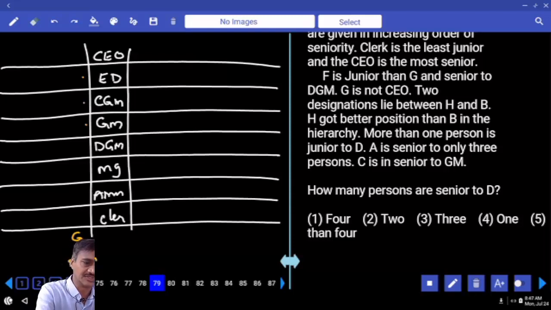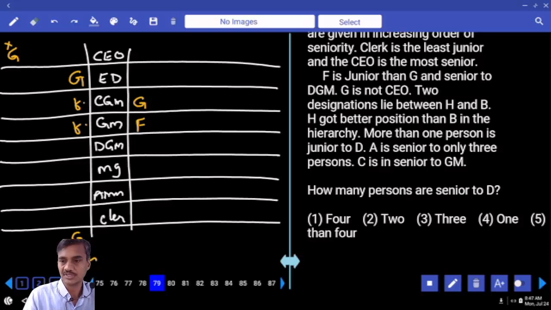And G is not CEO, G cannot be here. Then at the lowest, G can be at this place. If G is here, then in the next case, G can be here. Now G is here, F will be here. G and F. There are only 2 possibilities for G. And in this case, F can be either at this place or at this place. There are 2 different possibilities for F.